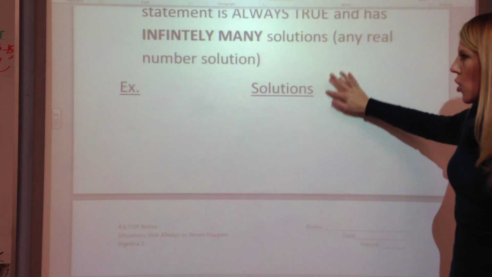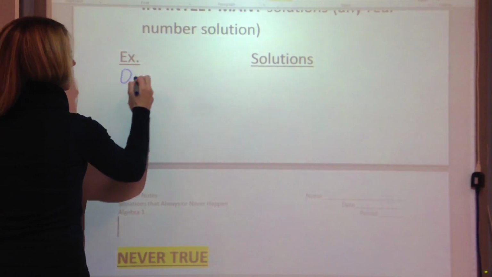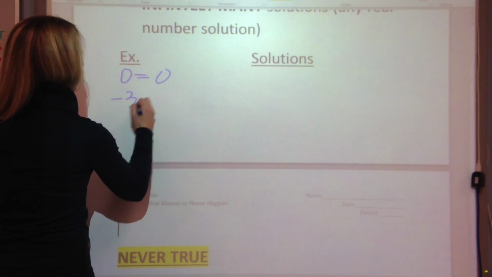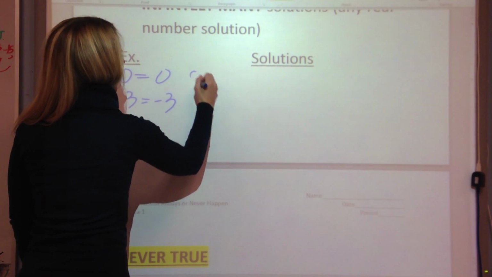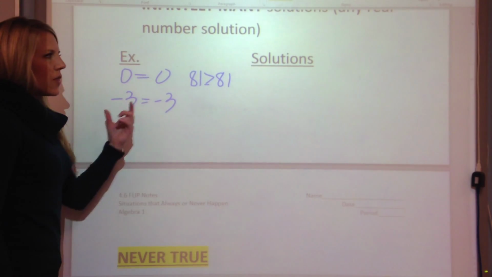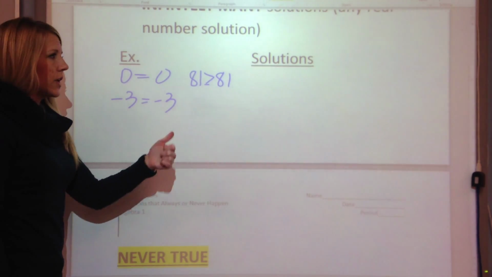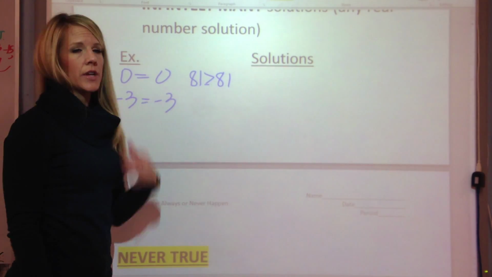So what do I mean? When we solve that equation, we end up with something like 0 equals 0. Negative 3 equals negative 3. 81 is greater than or equal to 81. These are always true statements. 0 is always equal to 0. Negative 3 is always equal to negative 3. 81 is always greater than or equal to 81.